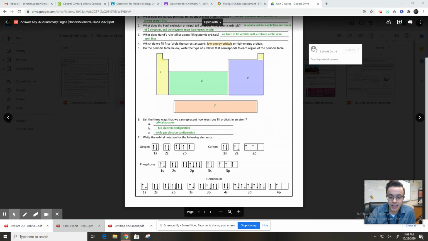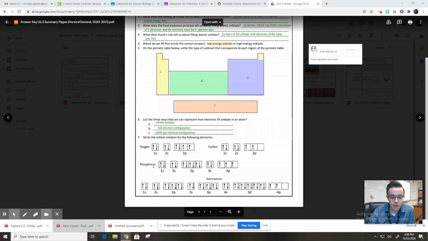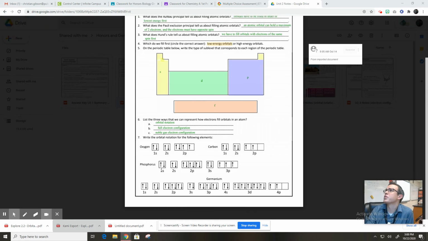Then you have carbon that only has 6 electrons, and there's its notation. You have phosphorus. Phosphorus has 15 electrons, so it goes 1s, and you put 2 there, 2s, then 2p, and it fills up. Then you go on up to 3s, then 3p.